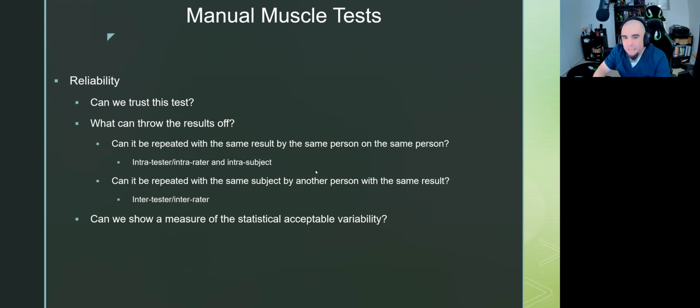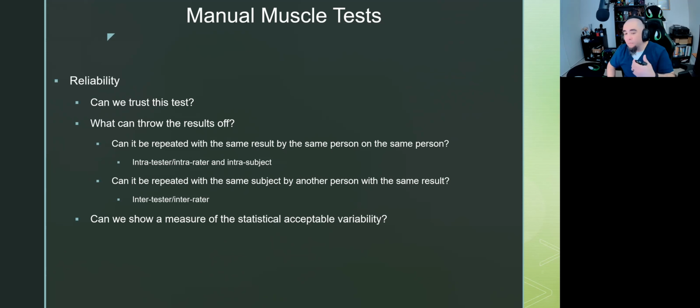So reliability, can we trust these tests? Yes, the manual tests are very good, but what can throw them off? Well, can it be repeated by the same person? Does it have intra-rater reliability? Is it safe? Does it show what I need it to show? And can it be repeated by other people? Sure, right? Manual muscle testing is an intra-rater and inter-rater reliable and valid test.